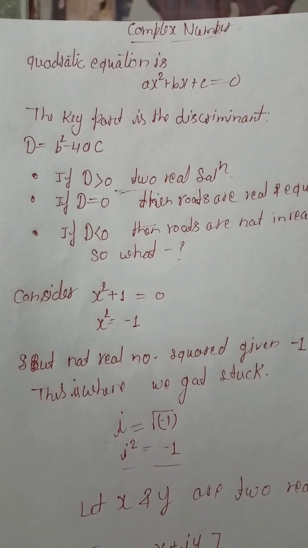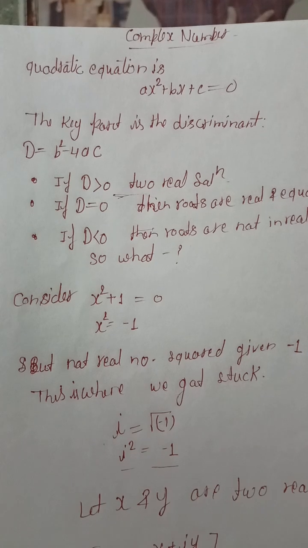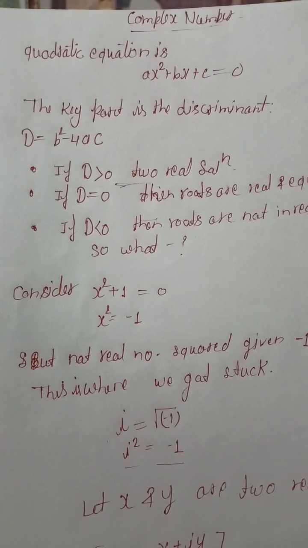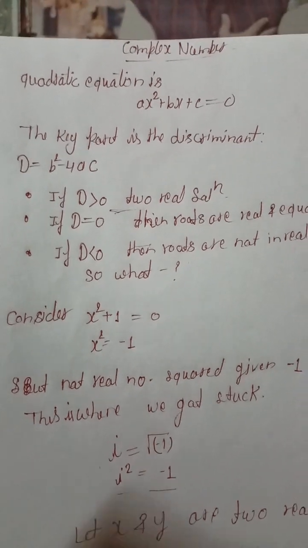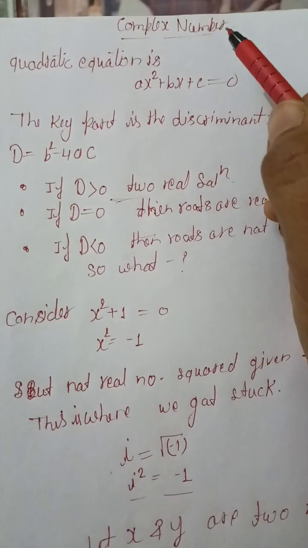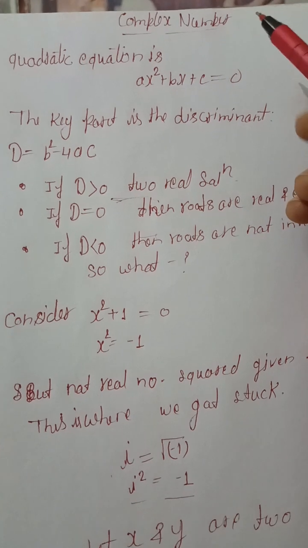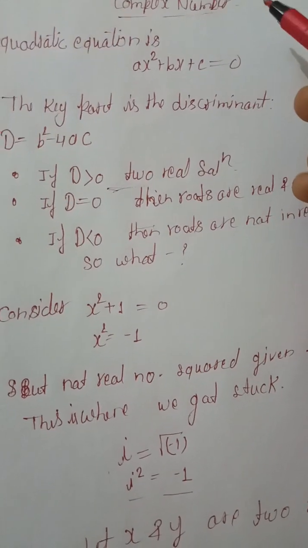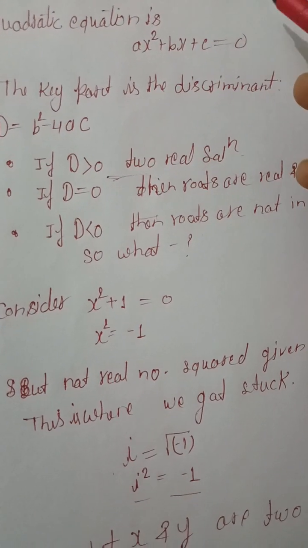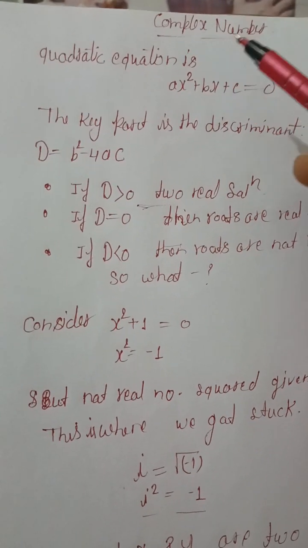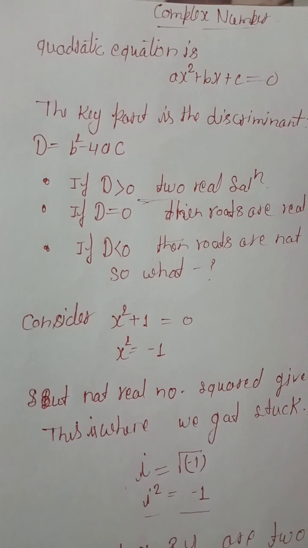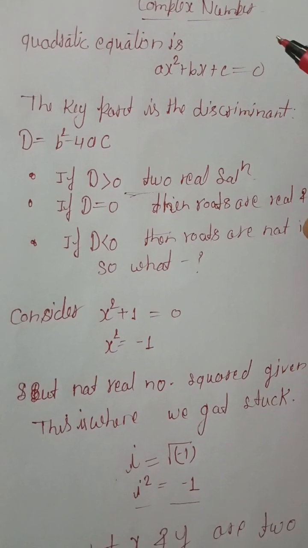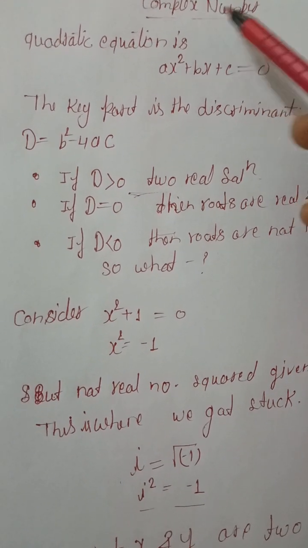Today we see a new number, which is called a complex number. First of all, we see why we need such a type of number, because we have already natural numbers, whole numbers, integers, rational, irrational, and the real numbers. Then why do we need such a type of number?